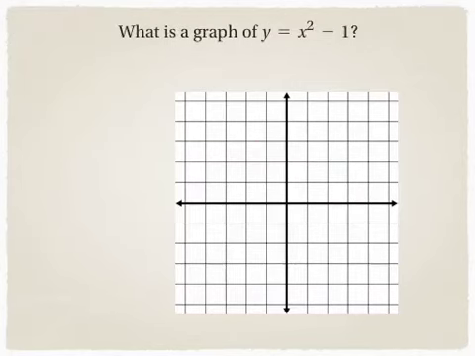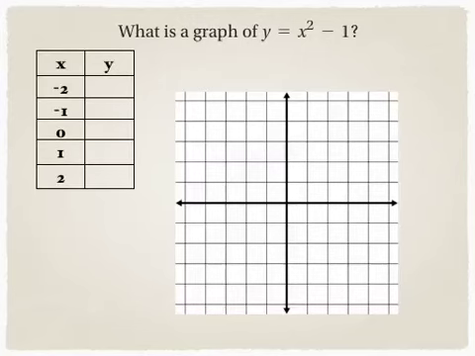The next example asks us, what is the graph of y equals x squared minus 1? Again, you're going to choose some x values. Here I've done 5. Again, 2 negative, a 0, and then 2 positive numbers. I chose -2, -1, 0, 1, and 2. In this case, it didn't really matter, but this graph is kind of small, so I chose some smaller numbers.